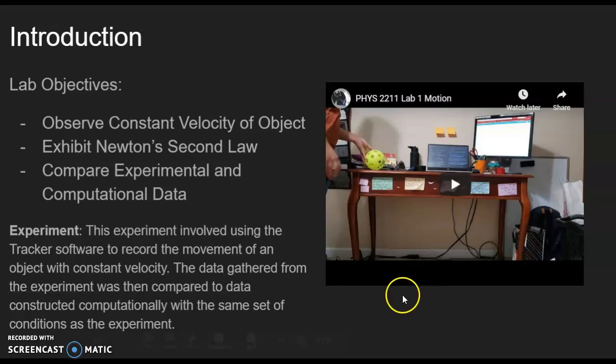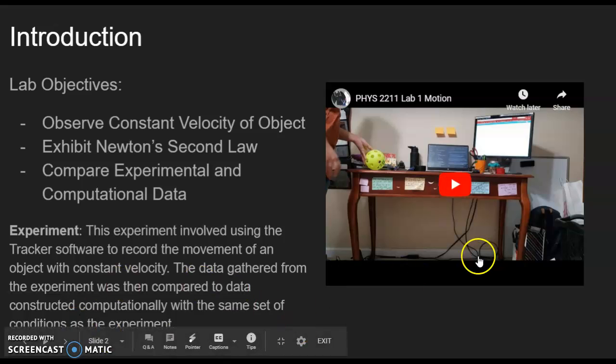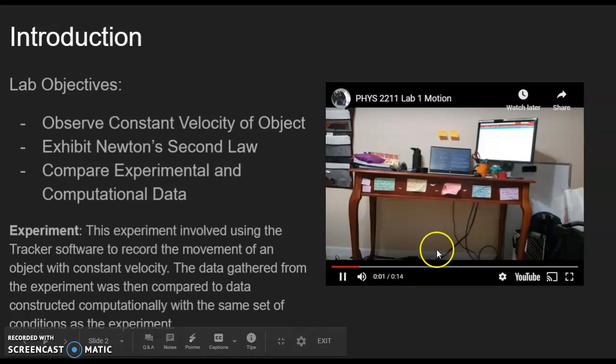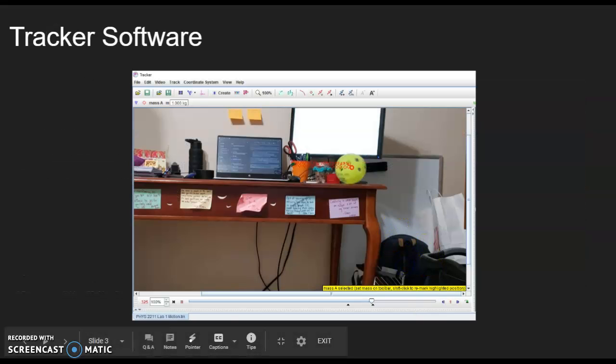I gathered data points from an object in motion to demonstrate the constant velocity of the object after it is set in motion. I conducted an experiment and created a computational model to compare it to. And then this is a video of my object in motion. So this is the Tracker. This is a screenshot of the Tracker software that I used. The software measures important values of an object in motion in a video.